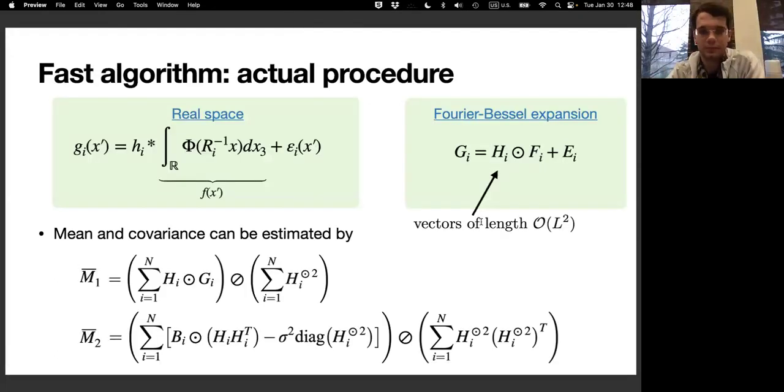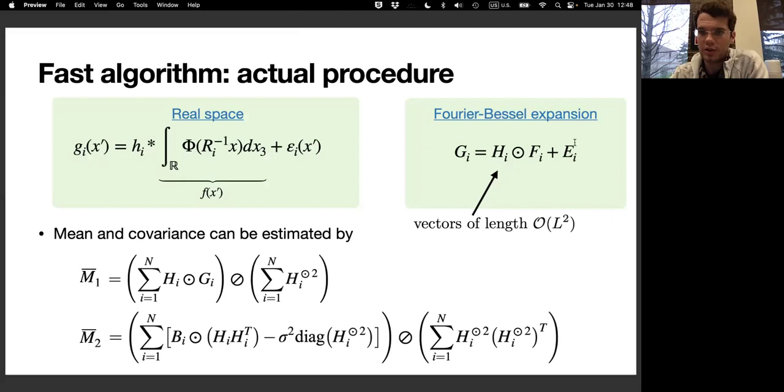And that's actually all the ingredients that we need. So let's go over the covariance estimation algorithm. It contains these 2 equations here. We'll get there in a second. The first thing we do is take the image formation model that we had in real space, the same as before, and translate it into Fourier-Bessel space.